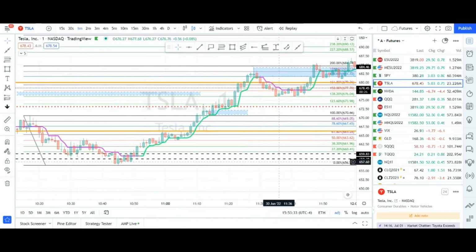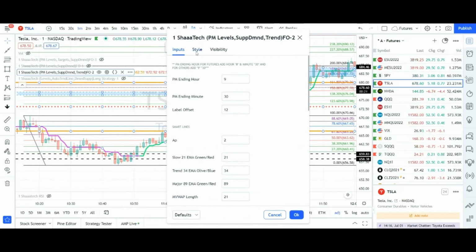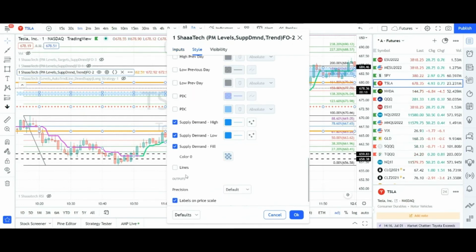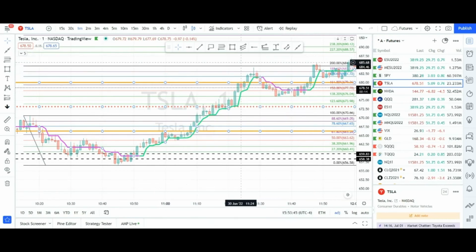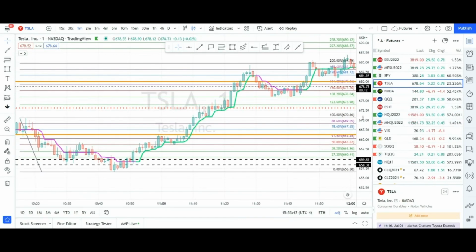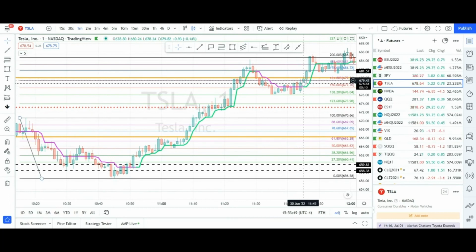My target is also at the zone which is already marked, but I can switch off on for the timing. So where is my target? 161.8% is my target because it is also the pre-market high level of that day yesterday.